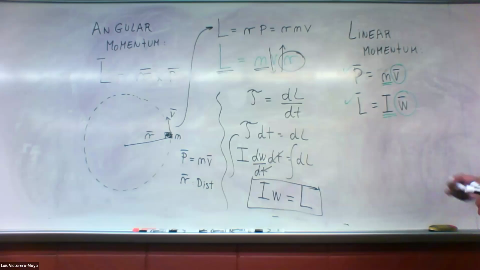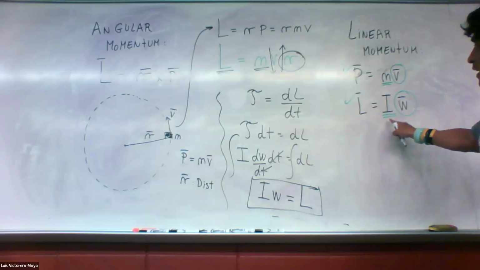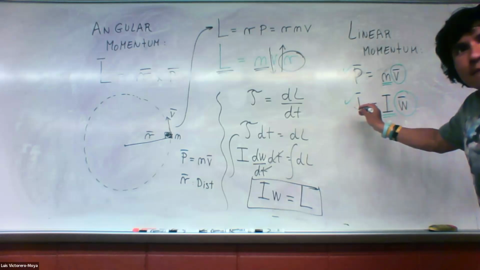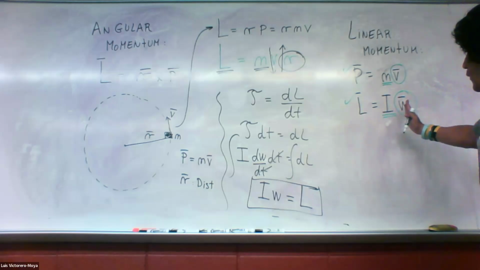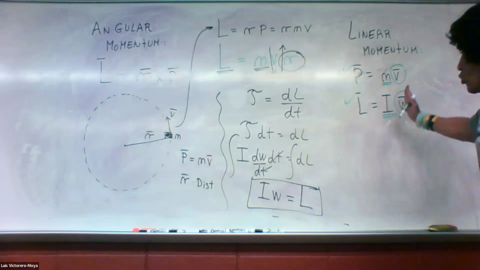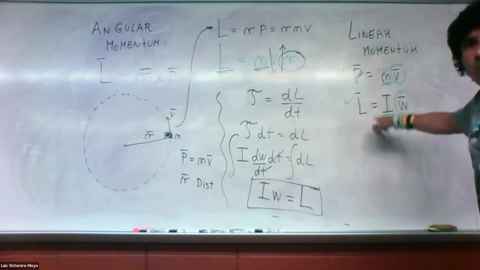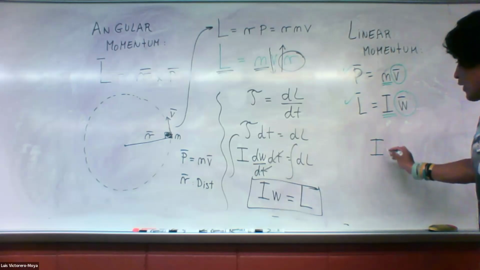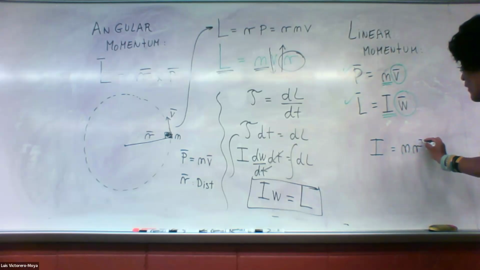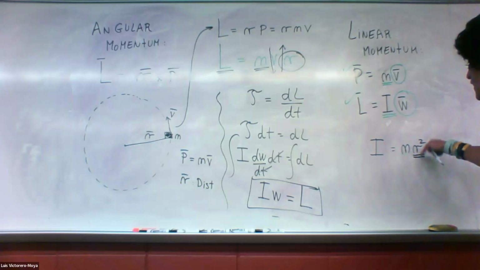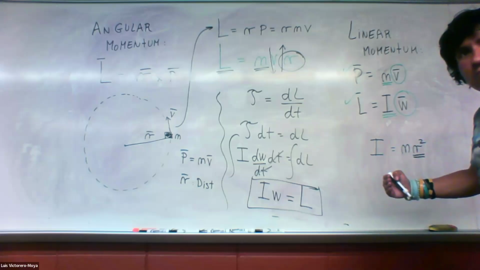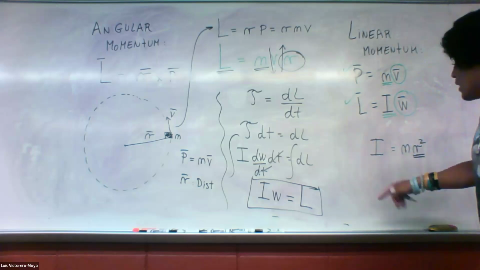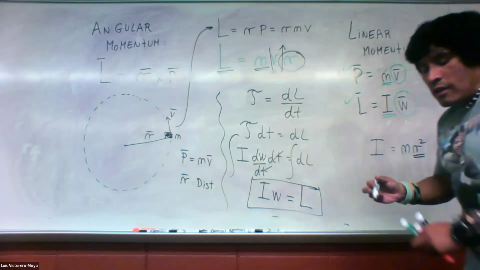It's the same idea. Your angular momentum is a product of the moment of inertia times the angular velocity. So if the angular momentum is constant, then to increase the angular velocity, you have to decrease the moment of inertia. And in general, moment of inertia is m r squared. So if you decrease the distance to the axis of rotation, you decrease the moment of inertia. Ergo, you increase the angular velocity.